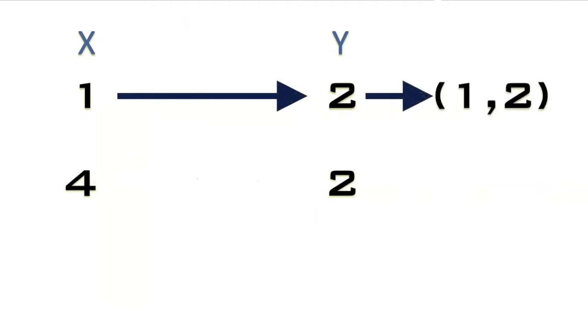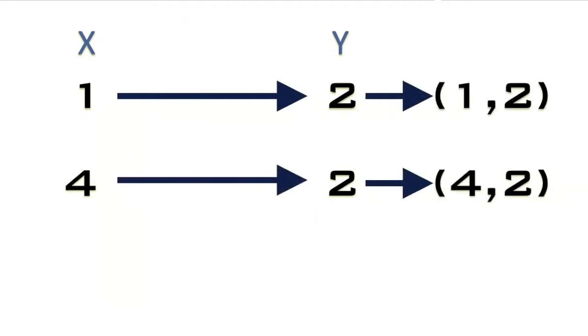In this example, suppose that the number 1 gets paired up with 2, creating the ordered pair (1, 2). Now, if the same rule takes 4 and also pairs it up with 2, this is okay. This is a function because it doesn't matter if the same output gets used. The rule is just that each input must have only one output. 1 has an output of 2, and 4 has an output of 2. They each only have 1, and it does not matter that they are the same.